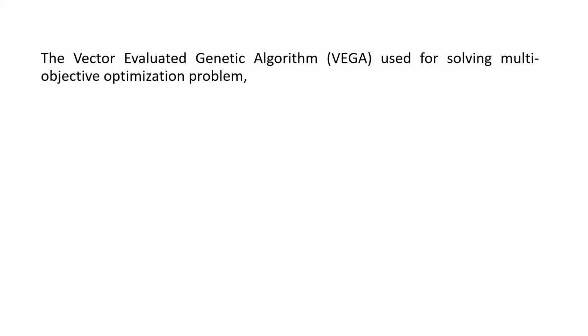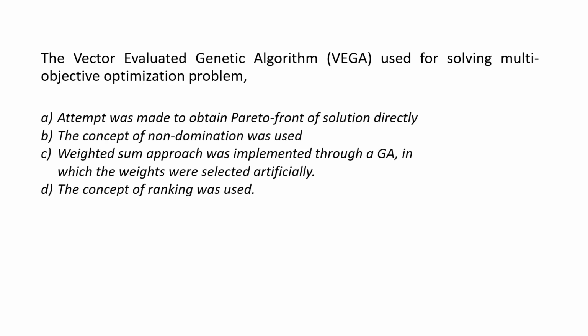So the first question is: the vector evaluated genetic algorithm used for solving multi-objective optimization problems. Which one is correct? Attempt was made to obtain the Pareto front of solutions directly. The concept of non-domination was used. Weighted sum approach was implemented through a GA, in which the weights were selected artificially, or the concept of ranking was used. Let's go through what we have just now seen.